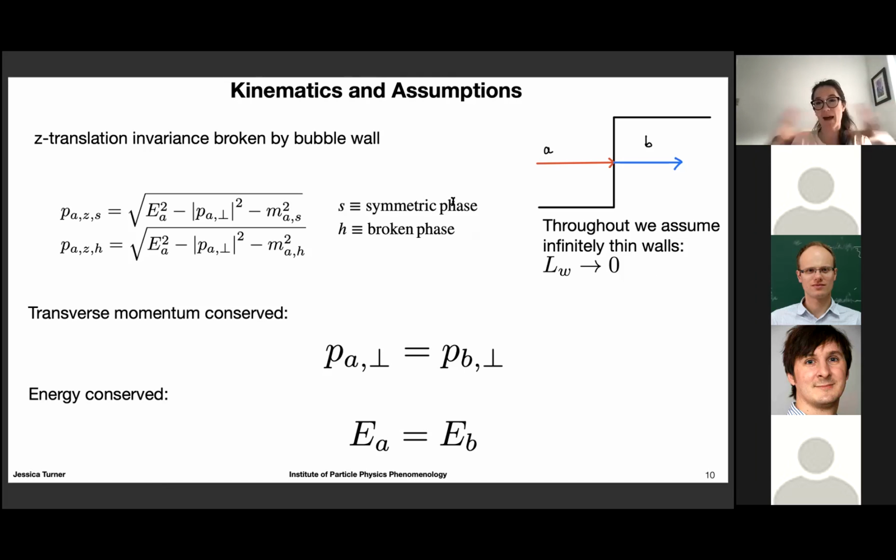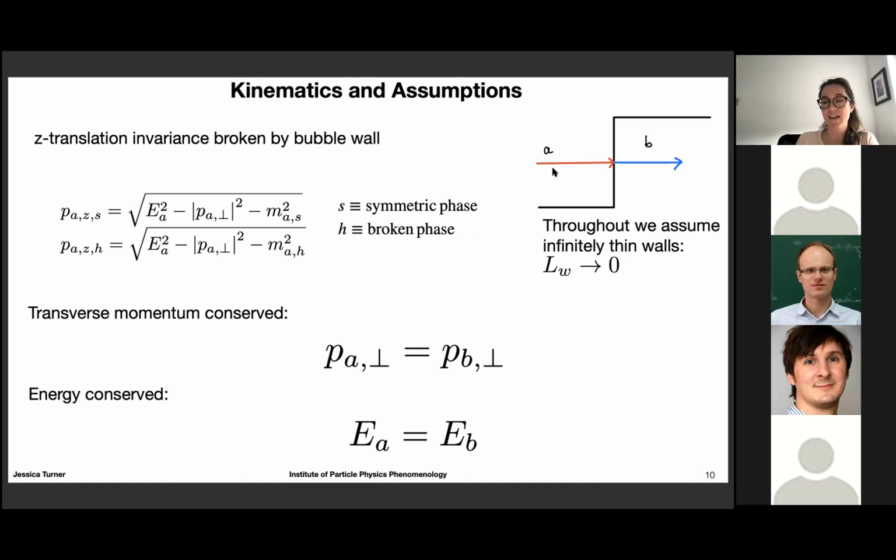Secondly, they're expanding in the z direction, just generically, that's how we take it. And because they expand in the z direction, the bubble walls inherently break z translation invariance. What that means from Noether's theorem is that longitudinal momentum, or momentum in the z direction, must not be conserved when particles interact with the bubble wall, right?